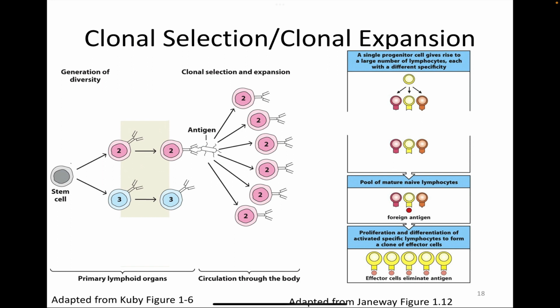But some of them are going to find their match. And when they find their match, they're going to divide and make sort of a clone army of themselves. And so you can see here over on the right, the red one, the orange one, they did not find their match, but the yellow one did, found its match, and now we've made a whole big clone of these yellow cells.